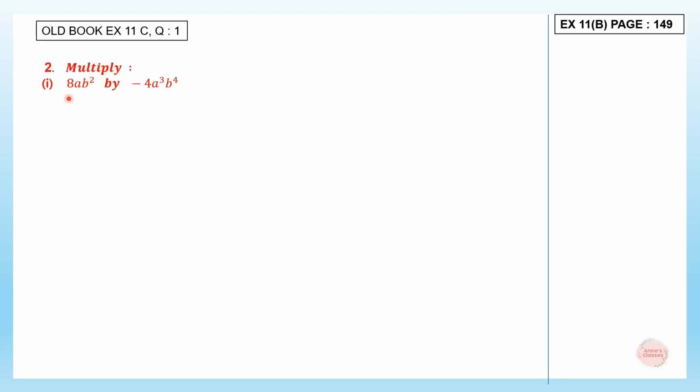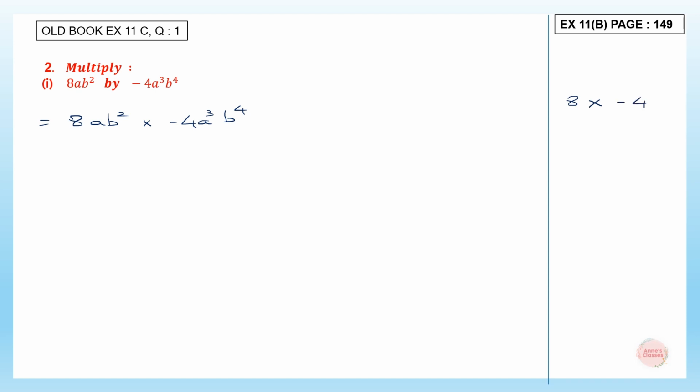Multiply. So here we have one monomial multiplied by another monomial. So we write this as 8ab square into minus 4a cube b to the power of 4. Now how do we do multiplication in algebra? First we multiply the numerical coefficients. What are the numerical coefficients? 8 and minus 4. So 8 into minus 4.